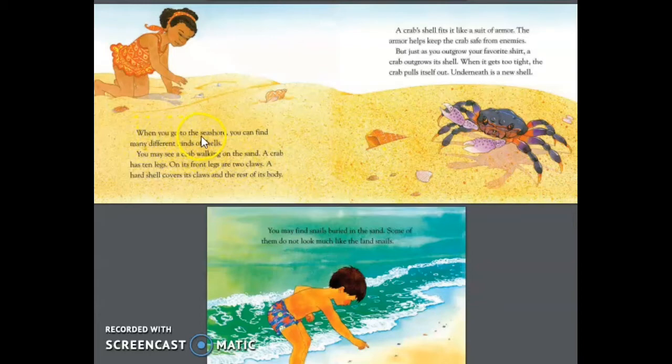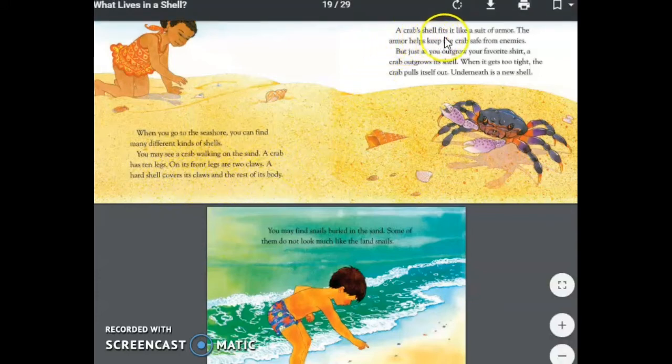When you go to the seashore, you can find many different kinds of shells. You may see a crab walking on the sand. A crab has 10 legs. On its front legs are 2 claws. A hard shell covers its claws and the rest of its body. A crab shell fits like a suit of armor. The armor helps keep the crab safe from enemies. But just as you outgrow your favorite shirt, a crab outgrows its shell. When it gets too tight, the crab pulls itself out. Underneath is a new shell.